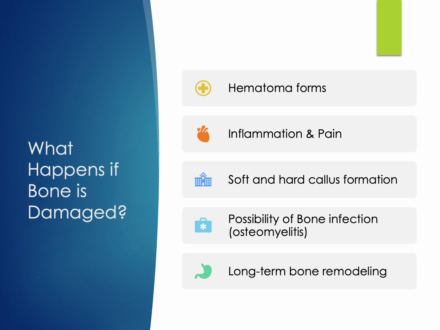The next thing that would happen is soft and hard callus formation would occur. And fibroblasts and osteoblasts begin to arrive and create a soft callus or fibrocartilage and collagen to bridge the gap between the broken bone ends.